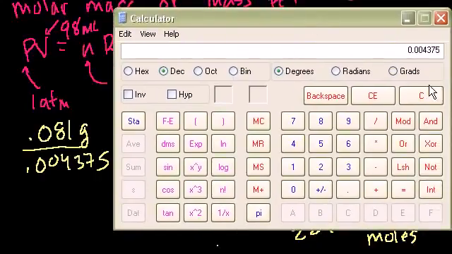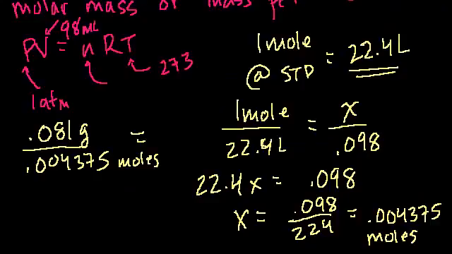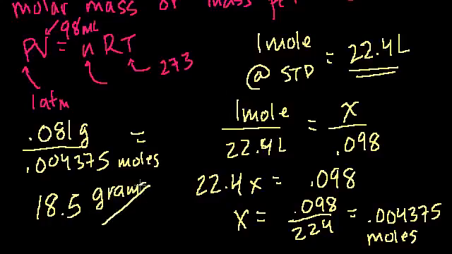Well, let's take the calculator out. So we have 0.081 divided by 0.004375 is equal to 18.51. So it equals 18.5 grams per mole.